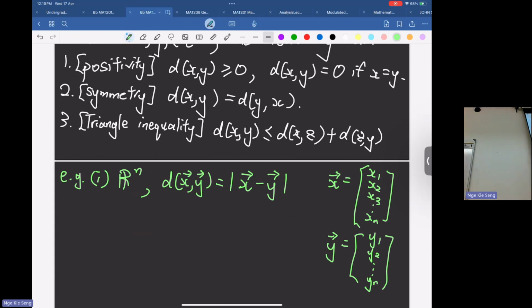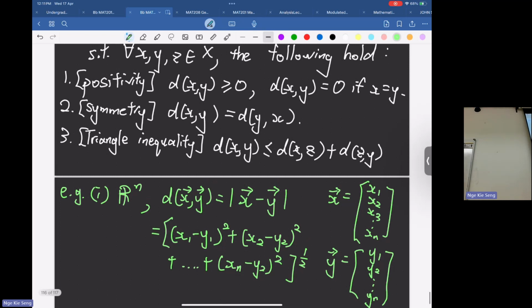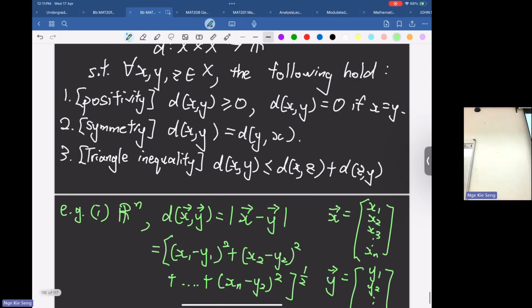So what does the Pythagoras theorem do? You take the differences in each coordinate, square it, and then you take the sum of them, and then you take the square root back again. Sometimes we call this the Euclidean norm, because Rn is a Euclidean space. Sorry, the Euclidean metric in this case.